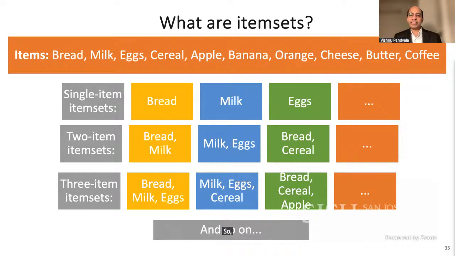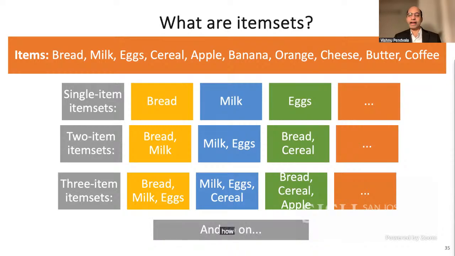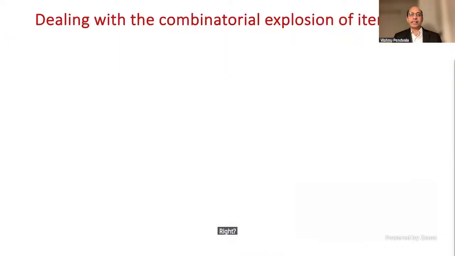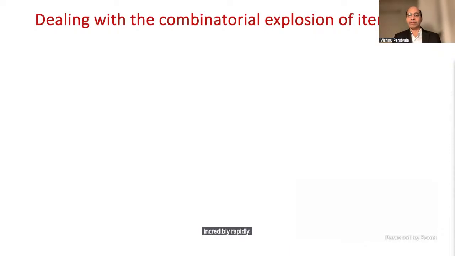So why do you want to analyze item sets? It helps in understanding the buying patterns of people, the co-occurrence patterns in real time, right? But the problem is the combinatorial explosion of item sets. The number of possible permutations of sets of items grows incredibly rapidly as the number of items increases, right?